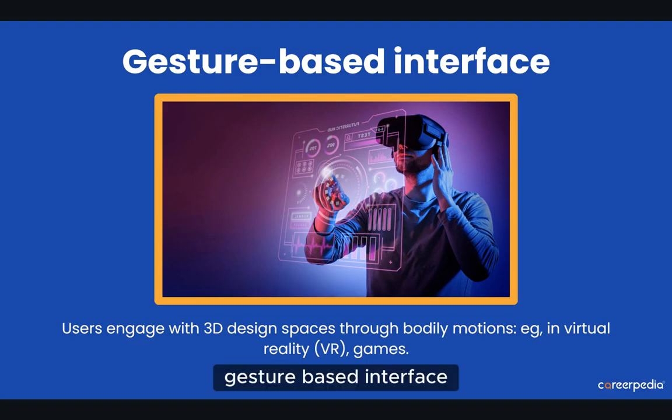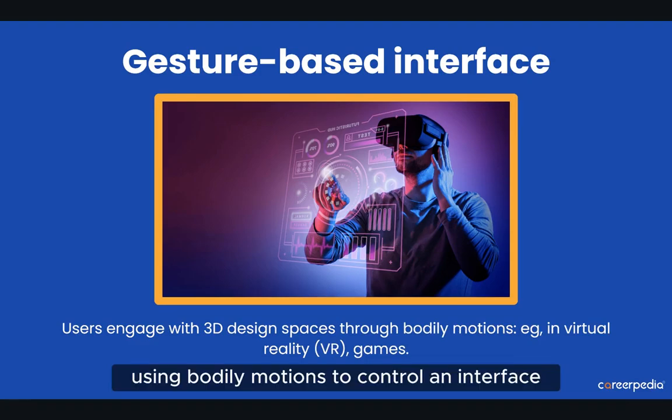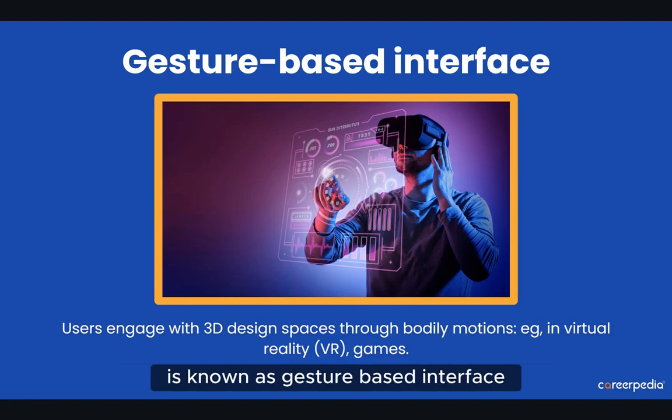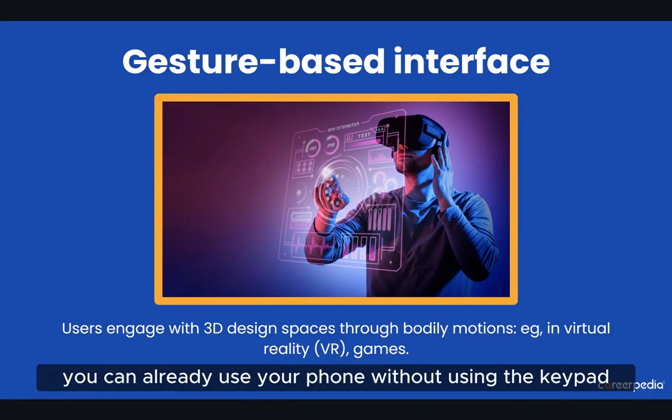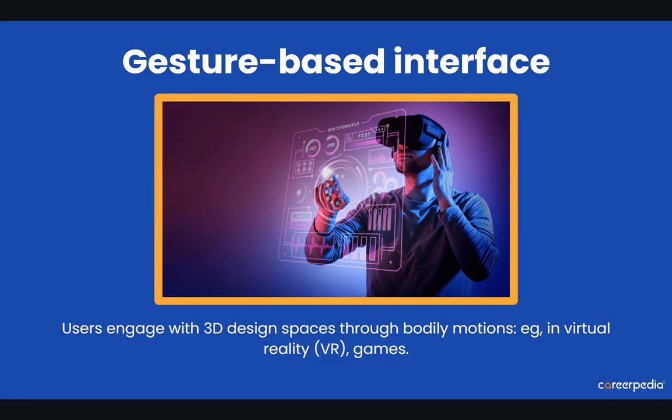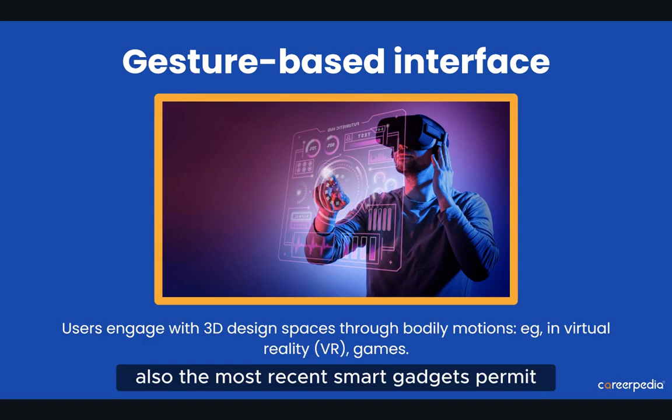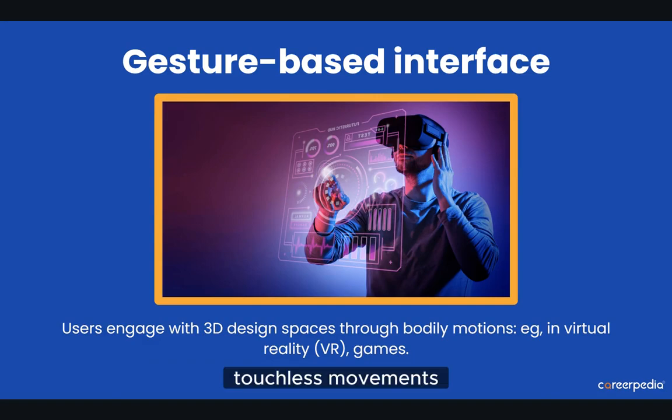Gesture-based interface. Using bodily motions to control an interface is known as gesture-based interface. Consider your smartphone as an example. With swiping, tapping, pinching, and scrolling, you can already use your phone without using the keypad. Also, the most recent smart gadgets permit touchless movements so that the users can scroll or click.